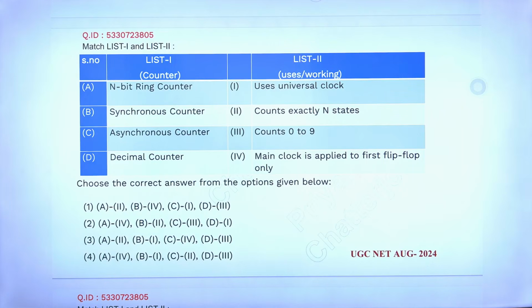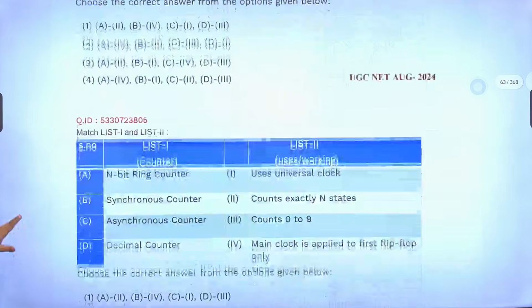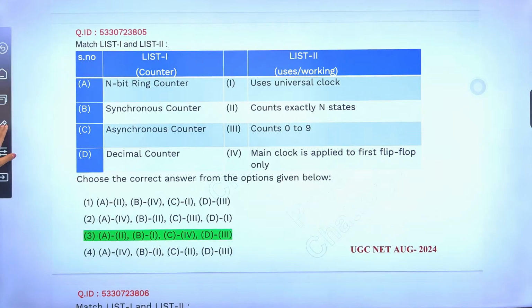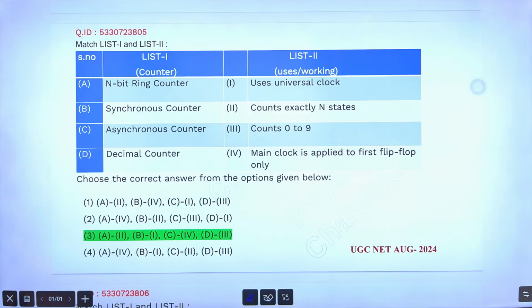56% correct answer. 54% correct answer. N-bit ring counter, synchronous counter, asynchronous counter, decimal counter. Universal clock, 0 to 1, all that are given to you. Now we have to match it. So first, these are the different counters. You can see what we can match.